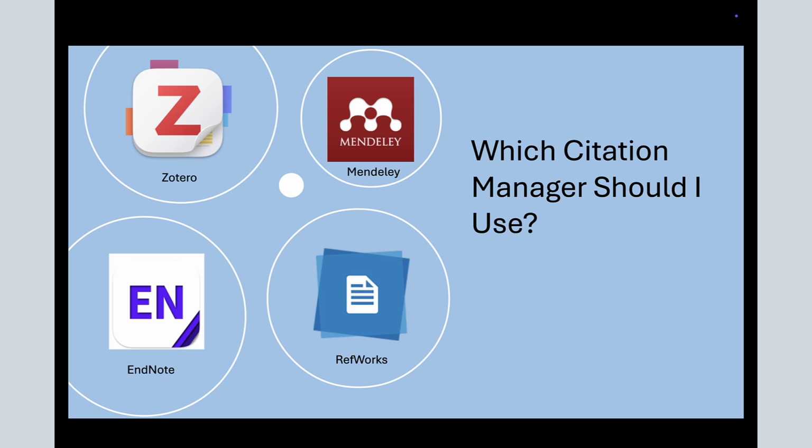Zotero, EndNote, and Mendeley have mobile apps. These apps are great for quick access on the go, like checking a reference, reading an article, or adding a new source. Each tool has its strengths. It's important to think about your own research needs and what features matter most to you.